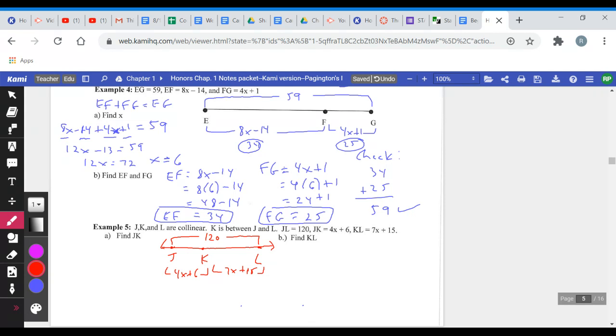Okay, and so now I want you again to pause the video. I want you to set up a true equation. I want you to solve for x, and then I want you to plug back in to find JK and KL, and then come back on and check your answer and see how you did. No big deal if you don't get it right. You can always take the time to correct it once you come back on. So let me pause this for a moment.